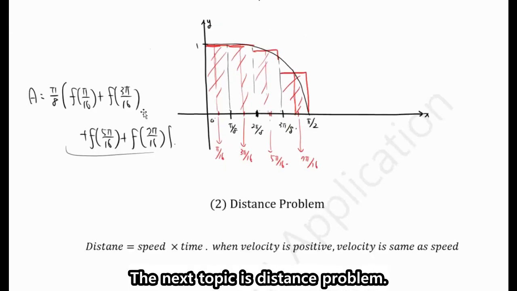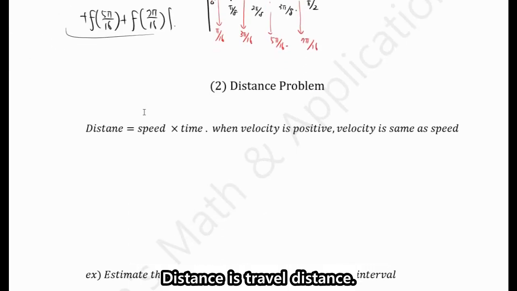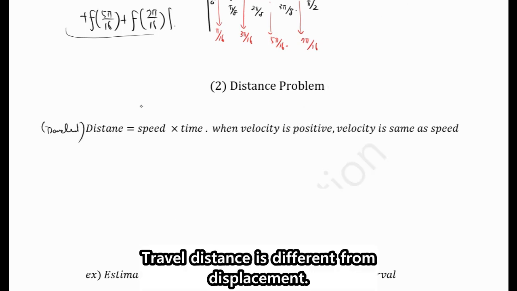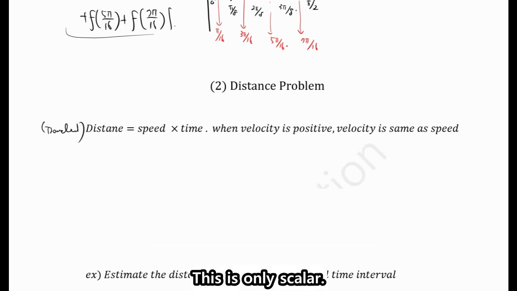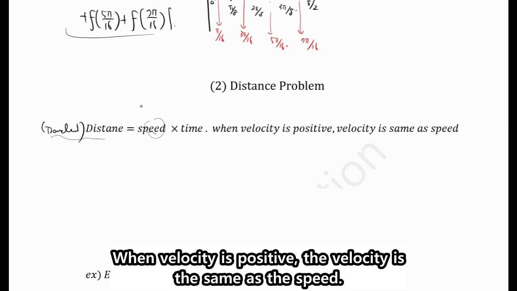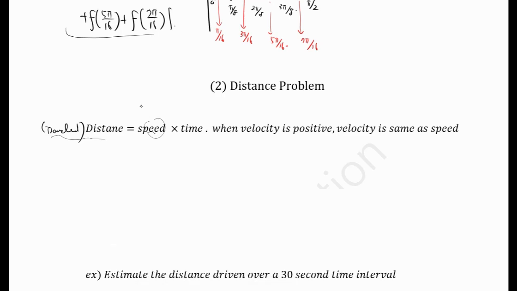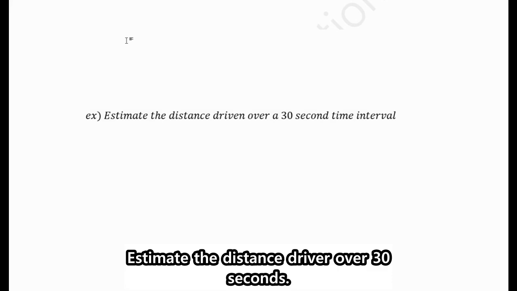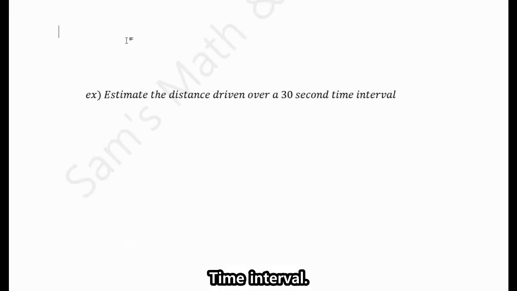The next topic is the distance problem. Distance is travel distance, which is different from displacement. It is only a scalar: the speed, not the velocity, multiplied by time. When velocity is positive, the velocity is the same as the speed. So I will take an example: estimate the distance driven over a 30 second time interval.